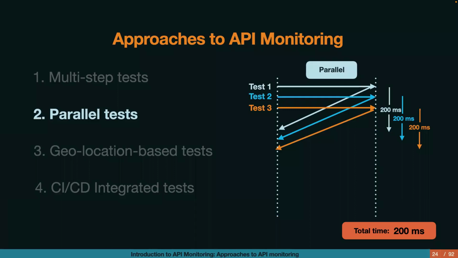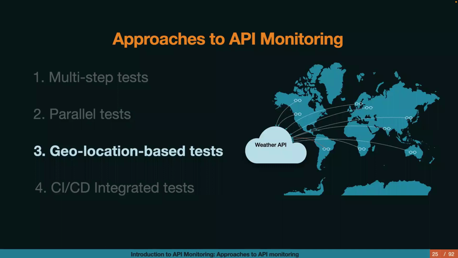Next, we have geolocation-based tests. Applications with global users may want to test the performance of their APIs from various geographical locations. This approach provides insight into how an API is performing for varied users that are distributed across the world.